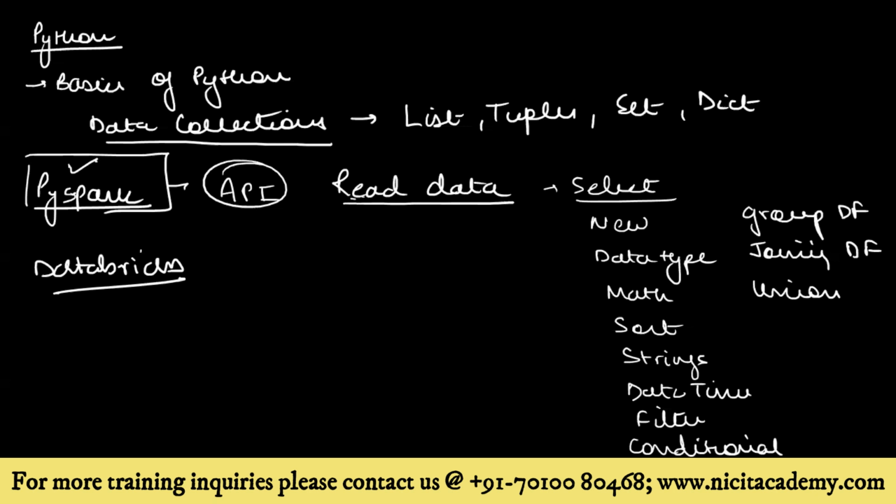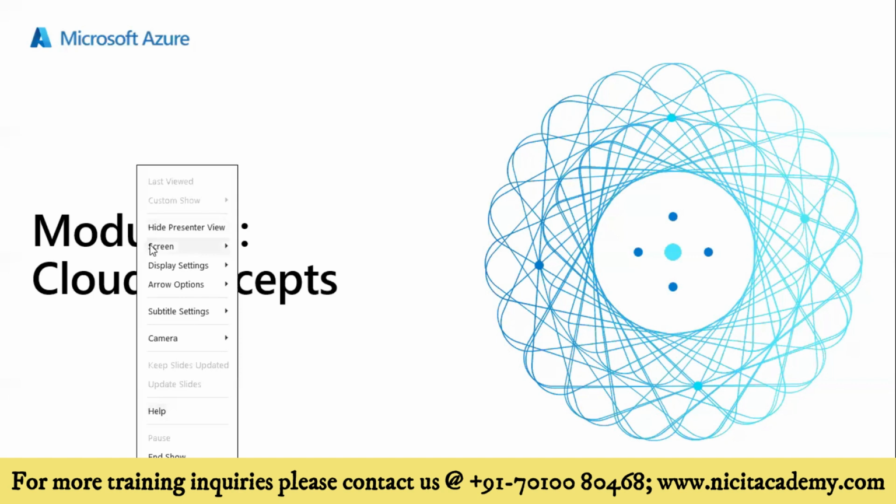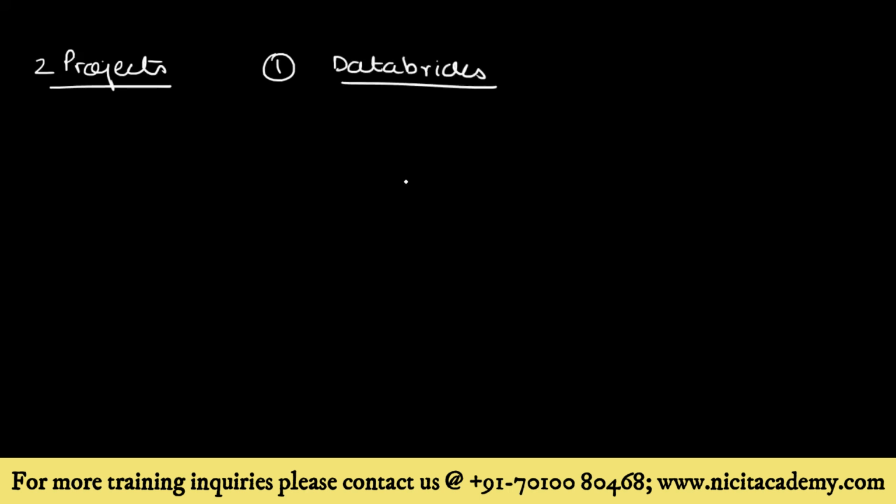All right, so I hope I have created a high level picture in everybody's mind as to what you would expect from this particular course, right? Now, once we are done with all the sections of this course, we'll also spend some time on two projects, right? As we had discussed, there are going to be two projects that we'll work on. The first one is going to be a Databricks project, which you will have to implement end to end.